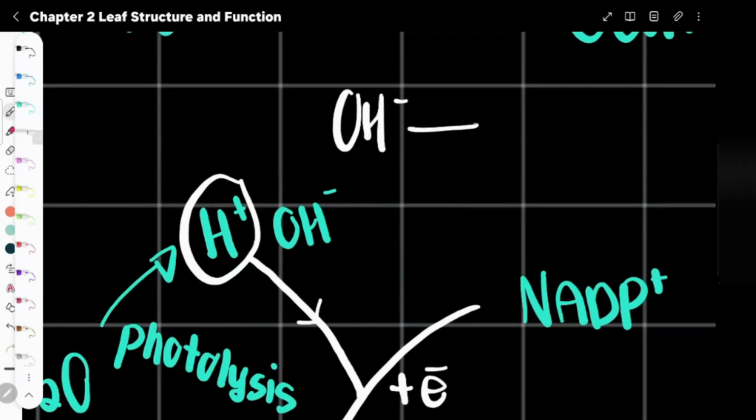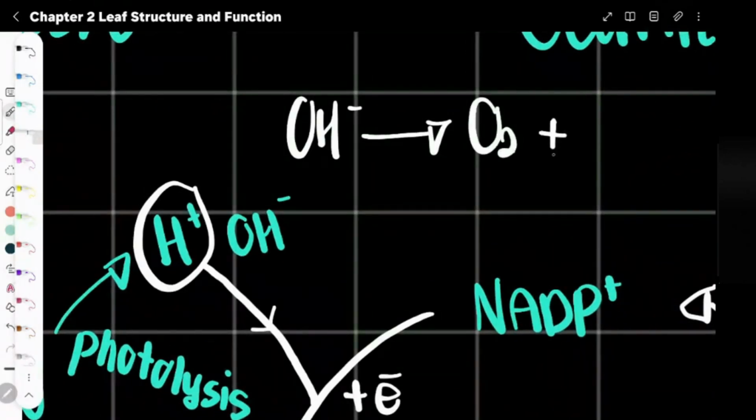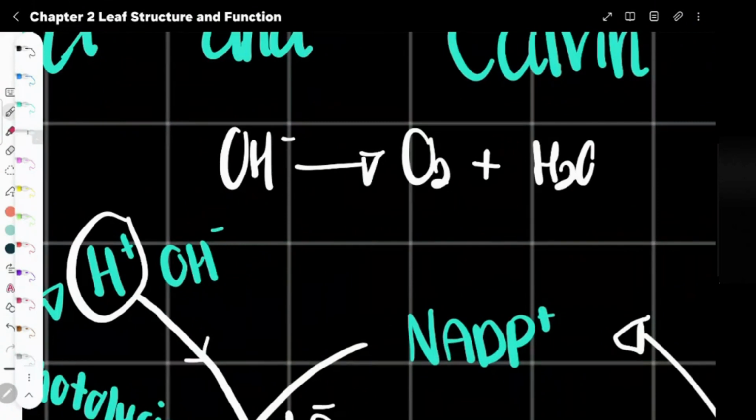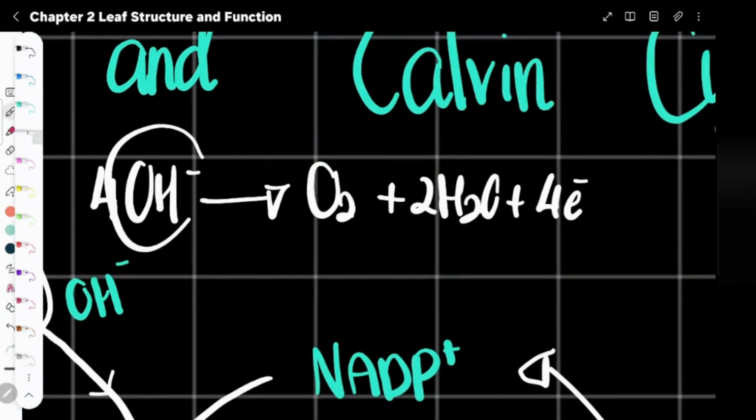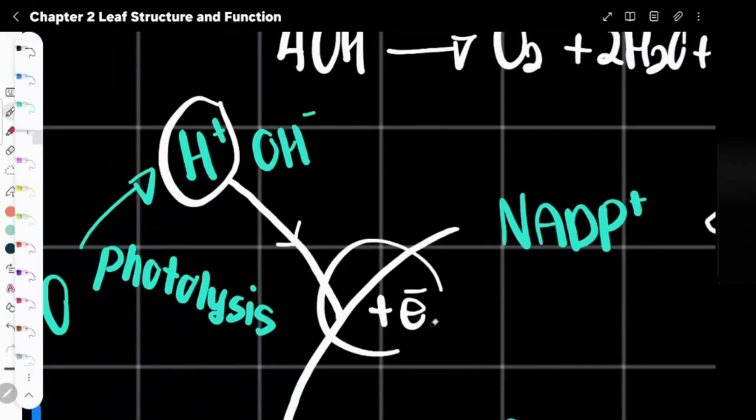Hydroxide ion can break down into oxygen and water, and if you study chemistry, you know how to balance this. So for you to balance this, you put 4 here, you put 2 here, plus 4 electrons. Now you will understand. So this will become oxygen, but it will throw away an electron. That's all you need to know.